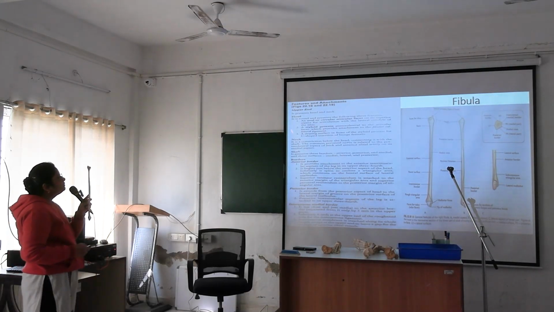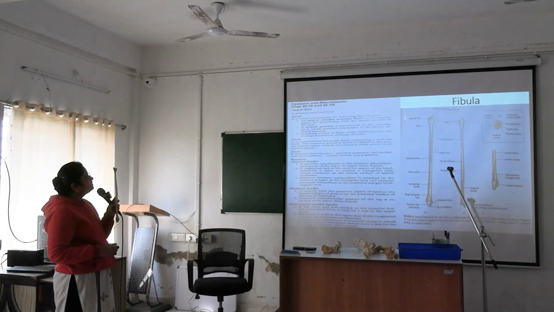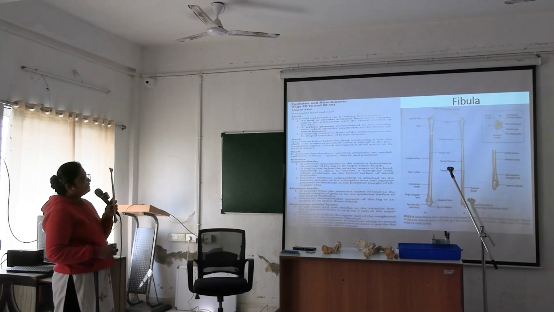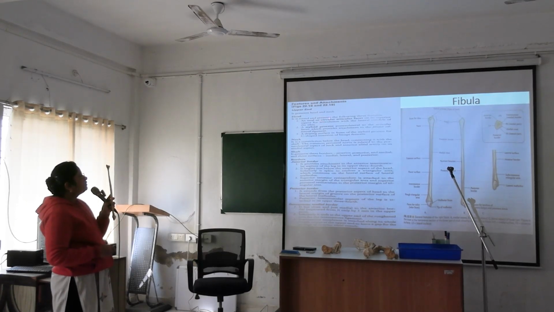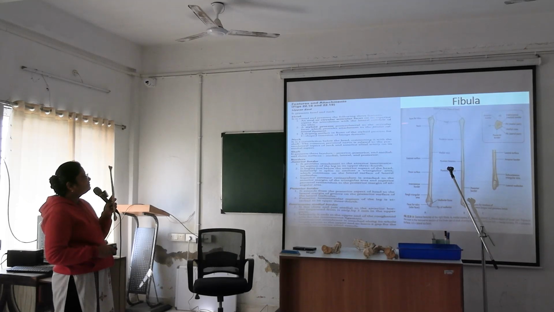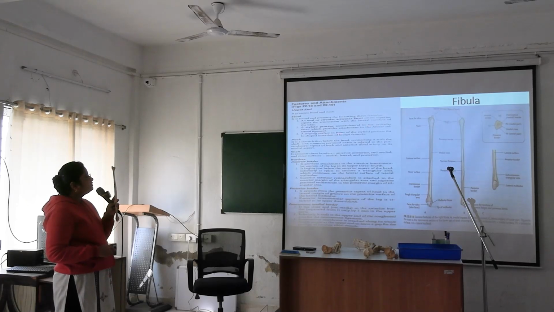Now at the upper end, here is the upper end, it presents head and neck. This broad part is the head, and the constriction just below the head is known as the neck of the fibula. Head is round and presents these following three features. Has an oval or circular articular facet on its superior aspect here.